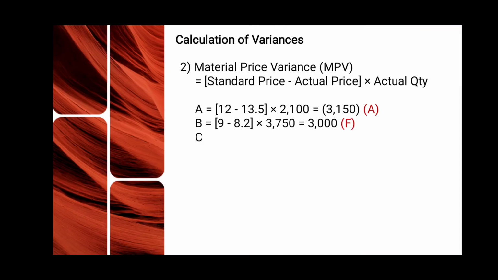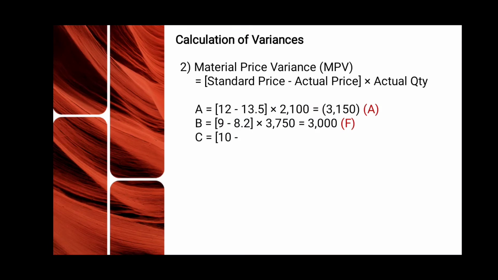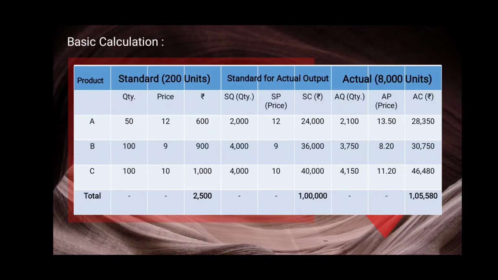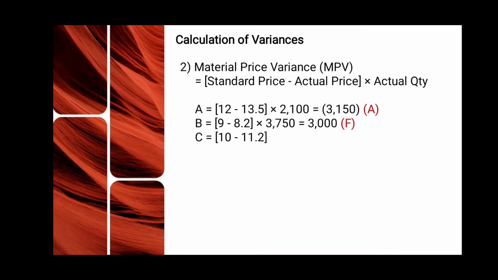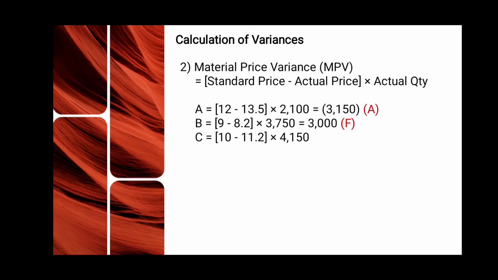For material C, standard price is 10 minus actual price is 11.20 into actual quantity, which is 4,150. So the amount will be 4,980, which is negative. So we'll mark it as A. So the total amount will be in negative, that is 5,130. We'll mark it as A.